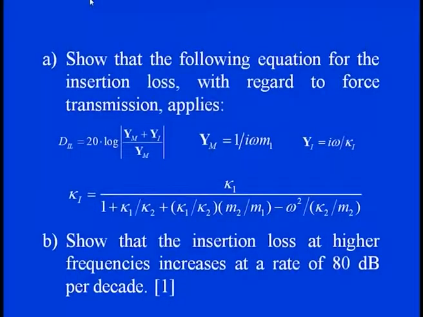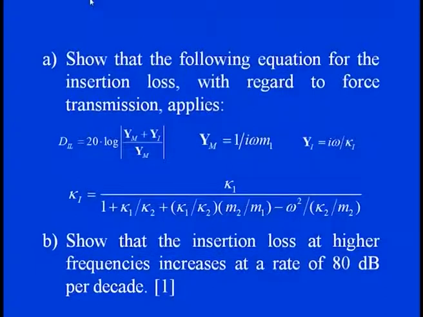Now we just want to prove in this case that the insertion loss for force transmission is DL equals 20 log of (Ym plus Yi) divided by Ym. Though there is no Yp here, the equivalent stiffness, the spring rate Ki, for this Yi equals K1 divided by 1 plus K1 by K2 plus K1 by K2 into M2 by M1 minus omega square M2 by K2. This part we need to show. Also we need to show the insertion loss at higher frequency increases at the rate of 80 decibel per decade.